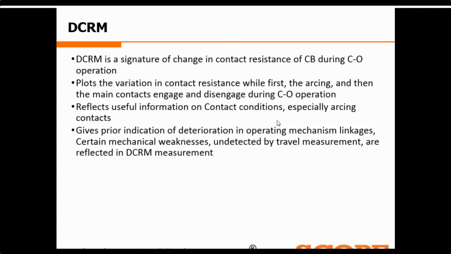Additionally, DCRM along with the travel operation will give you a prior indication of deterioration in the operating mechanism linkages. Certain mechanical weaknesses which were undetected by the earlier travel measurement can be reflected in the DCRM measurement. So it is very important that you do the travel test while you are doing the DCRM. DCRM alone or travel alone will not give you the complete picture, but DCRM along with the travel will give you the complete picture of the health condition of the circuit breaker.